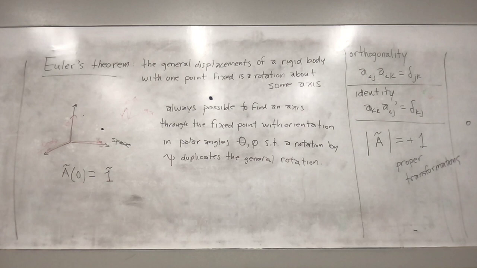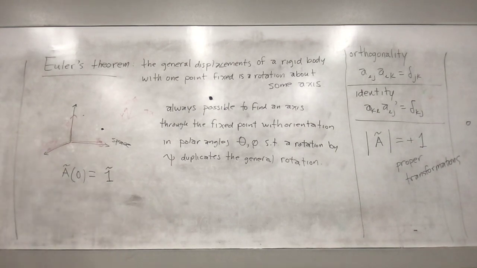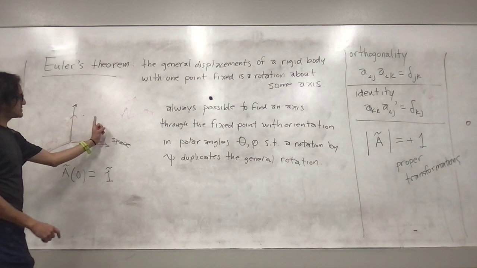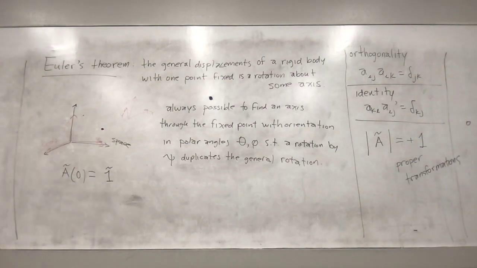What this theorem says is that you can find an axis, a vector, through the fixed point such that you only need a rotation about this vector. Which is an interesting idea. I think it's kind of easy to see if you draw it.